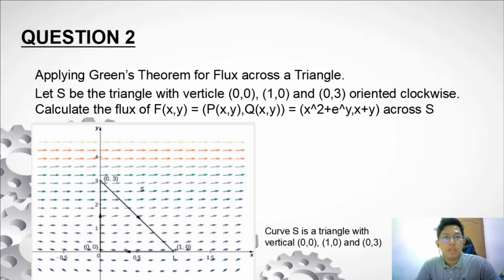Assalamualaikum, my name is Muhammad. Next, we will continue with question 2. Applying Green's theorem for flux across a triangle. Let S be the triangle with vertices (0, 0), (1, 0) and (0, 3), oriented clockwise. Calculate the flux of F(x, y) equal to (P(x, y), Q(x, y)) equal to (x squared plus e to the power y, x plus y) across S. For this graph, we can get it from MATLAB.